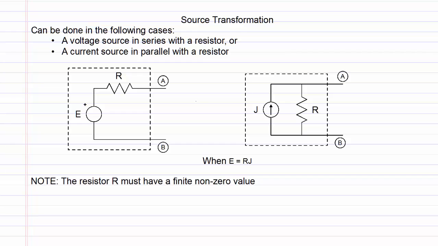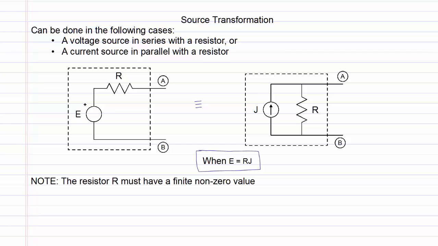These two circuits are equivalent at the terminals A and B when they satisfy the equation E is equal to R times J, where E is the voltage source value, J is the current source value, and R is the resistance value that is the same between both circuits. Finally, note that the resistor R must have a finite non-zero value for the equivalence between the two circuits. The reason we call this source transformation is because the circuit on the left has a voltage source in series with a resistor, which has been transformed into a current source in parallel with the resistor.